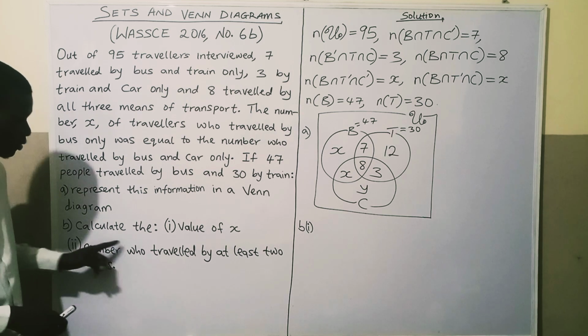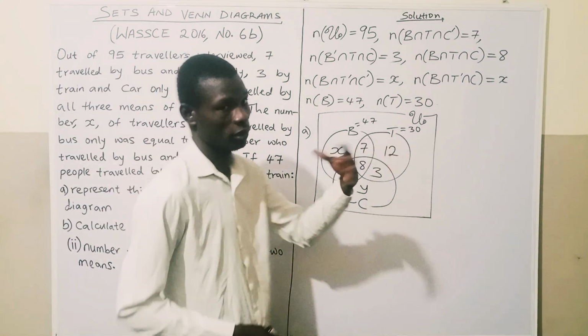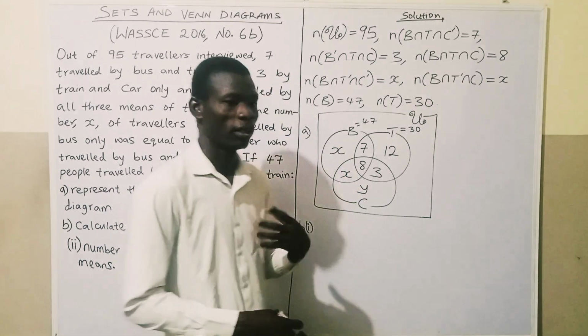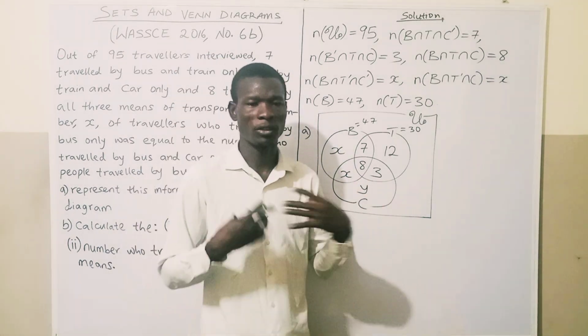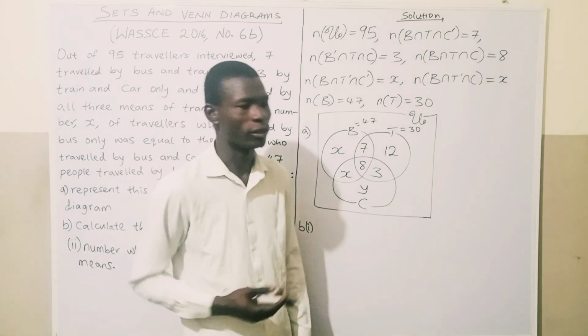Now for letter B, Roman figure 1, we have to calculate the value of X. And when you have a Venn diagram or you are working on any question in mathematics, as much as you are writing things down, you have to be following them also with your mind. So this is what we have. So how do we get the value of X?